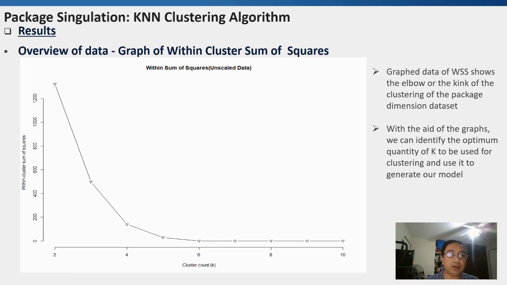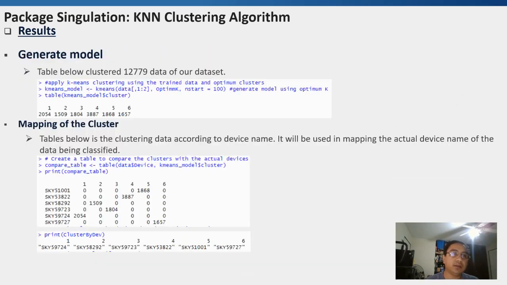On this page, it's the graph of within-cluster sums of squares, and in this graph it shows the elbow or the kink where the optimum number of clusters is located. So with the aid of this graph, we can identify the optimum quantity of K to be used for clustering and use it to generate our model.